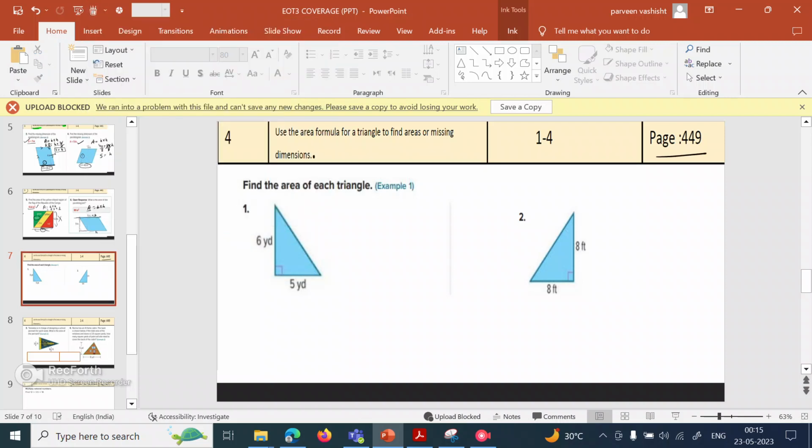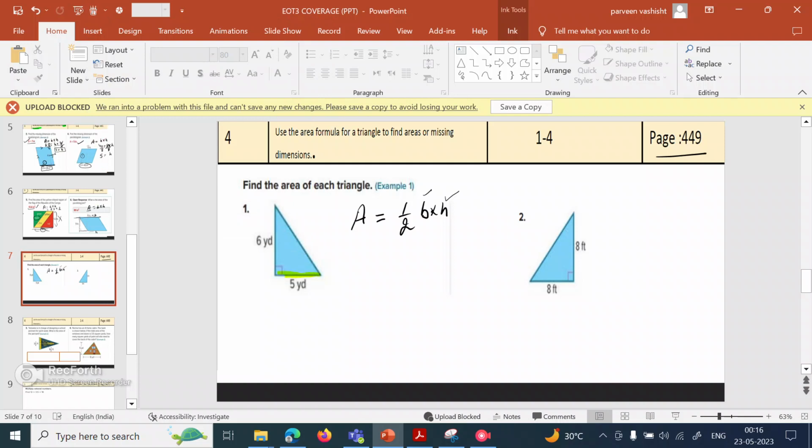Question number 4 will be from page 449, questions 1 to 4, and we are going to use the area formula for a triangle to find the area of the missing dimensions. Yes, my dear students, the area of a triangle is found by half multiplied by base multiplied by height. Girls or boys, you have to be careful about which side should be the base and which side should be the height. The same concept was in the parallelogram, and it is the same in the triangle.